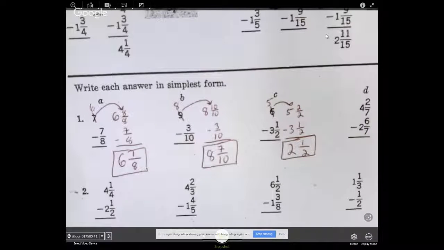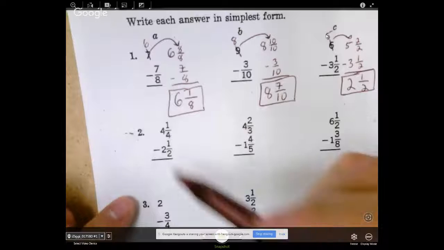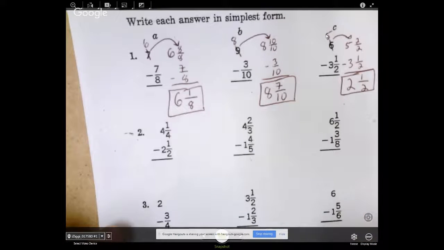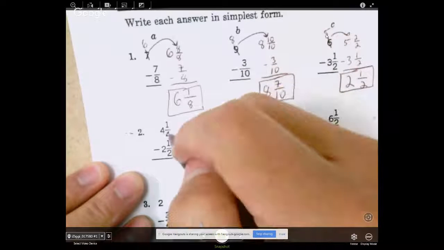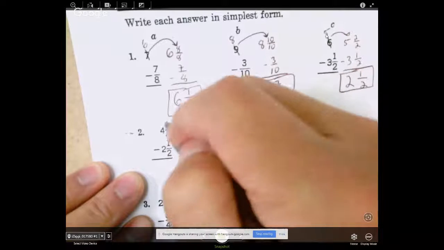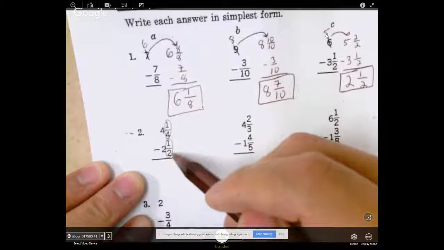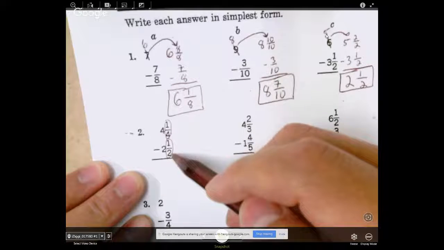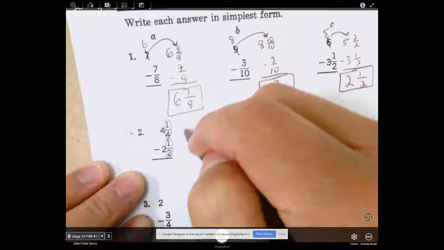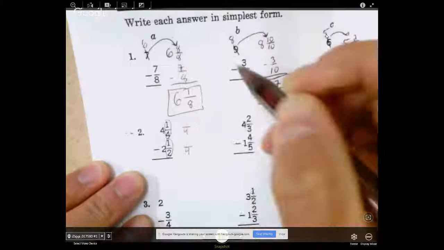All right, let's look at the ones in number 2. In number 2, I have fractions in both. The denominator is not the same. So I want to make the same denominator. 4 and 2, those are my denominators. I can make 8 my new denominator, but 4, the bigger number, is a multiple of 2. So it'll be easier for me to make the denominator 4.